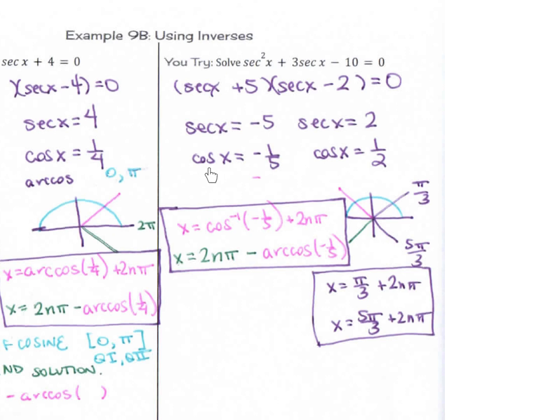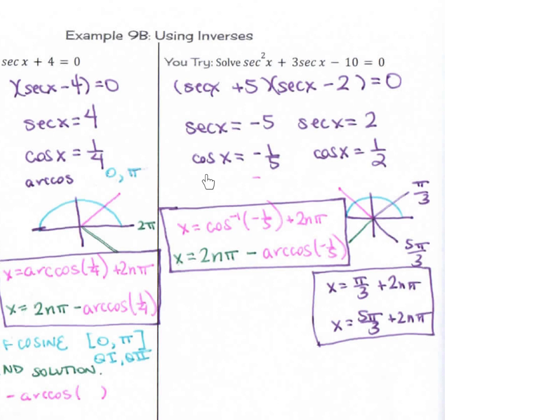Find the reciprocal. Cosine of x is negative 1/5. Cosine of x is a half. Cosine of x is a half, we actually did that earlier, at pi over 3 and 5 pi over 3, and it's asking for all solutions. So we add the 2n pi, or 2 pi n, to each of those to get all of our solutions.